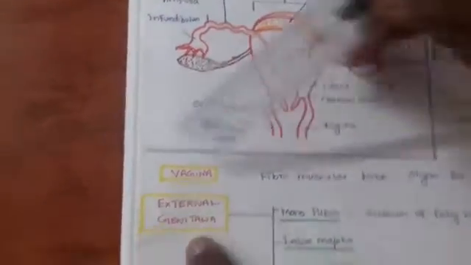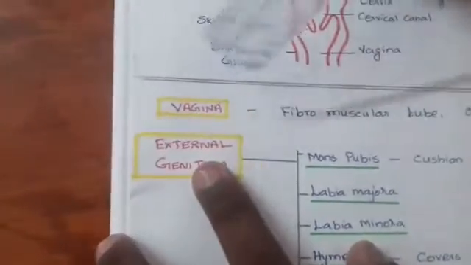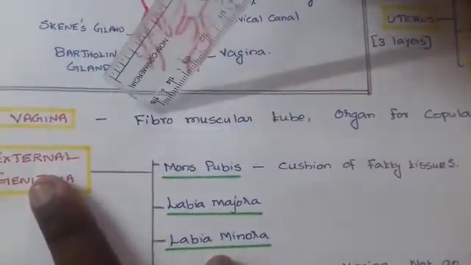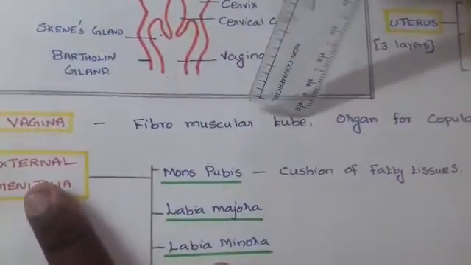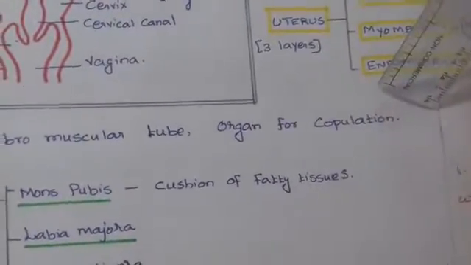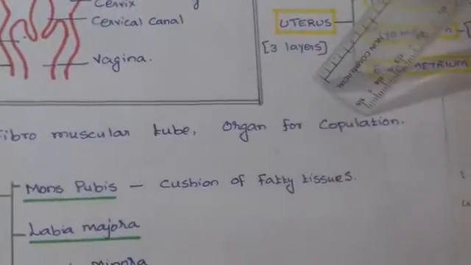Okay. Then the vagina next. The vagina contains both fibrous and muscular tissue, hence it is called a fibromuscular tube. It is in the form of a tube. It is the organ for copulation in females, that means the organ for sex.